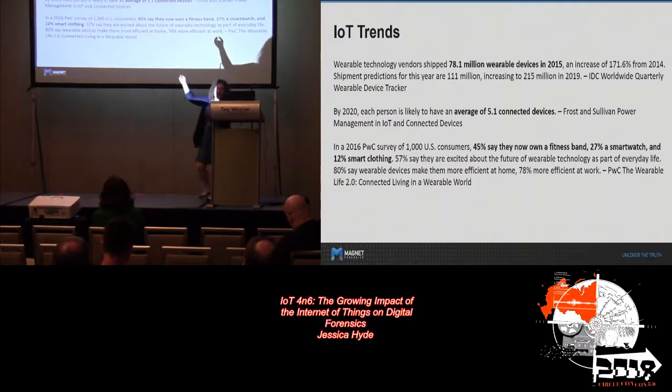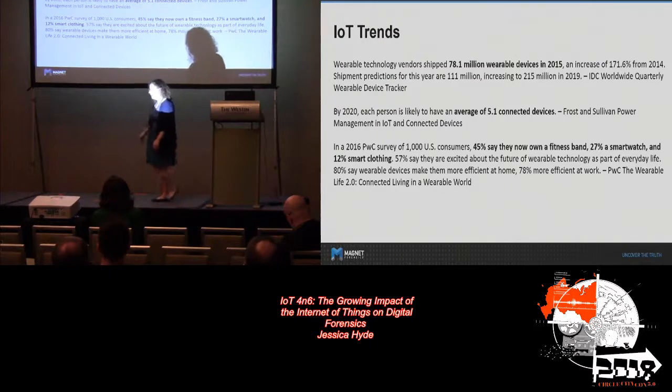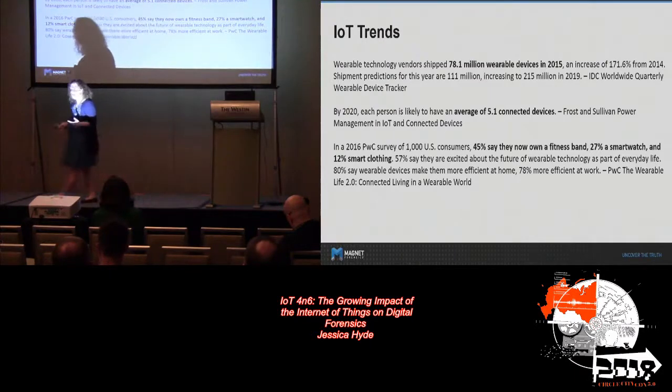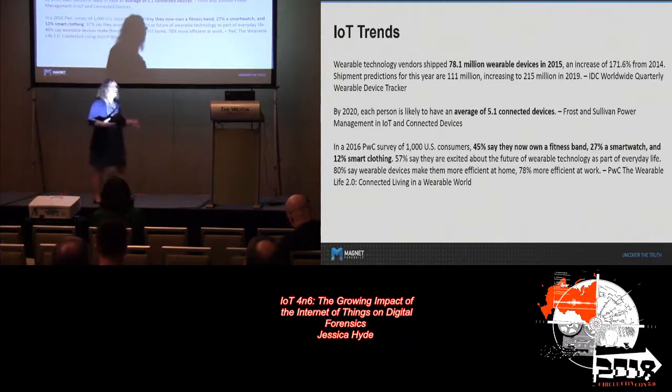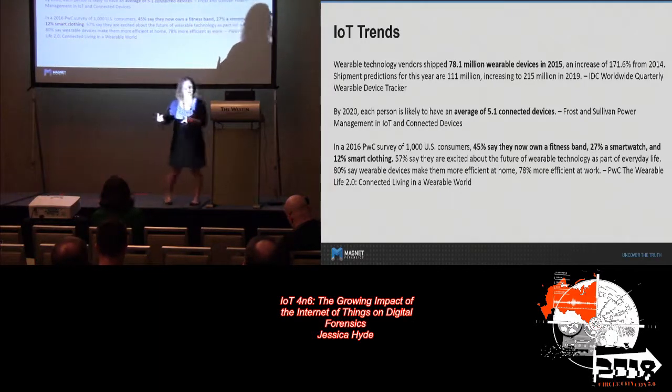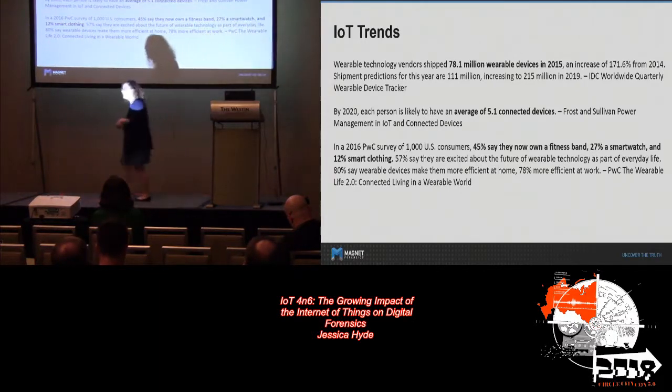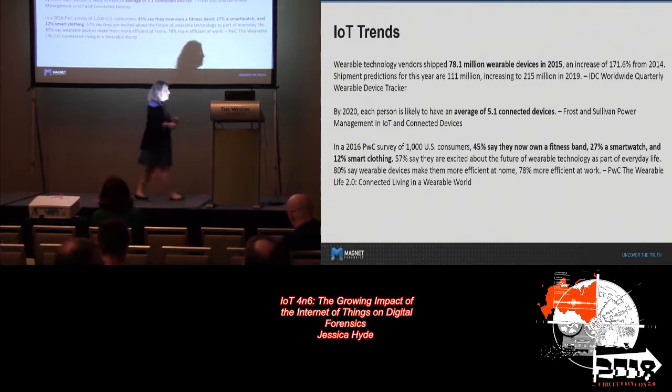In 2016, PwC did a survey. 45% of people own a fitness band, 27% a smartwatch, and 12% smart clothing. Before I started getting into IoT forensics, I didn't even know there was smart clothing. I really hope that smart clothing tells some people that it's time to wash it, but that's not what it usually does. It's usually more geared towards heart rate monitors.